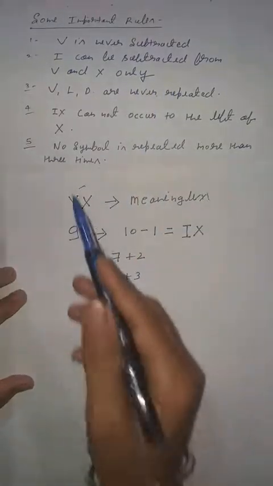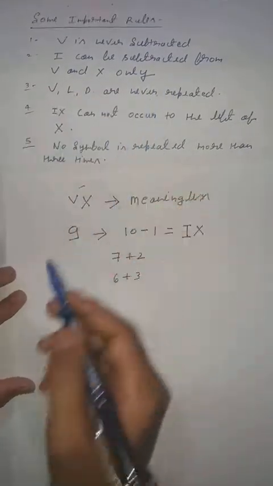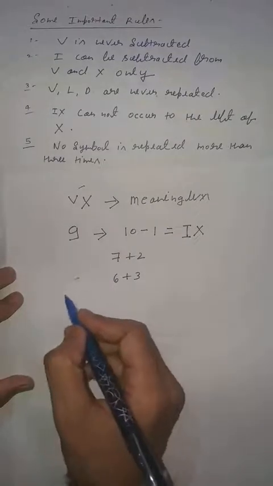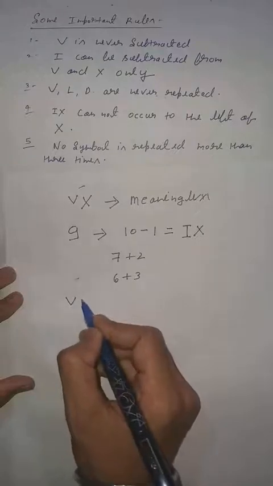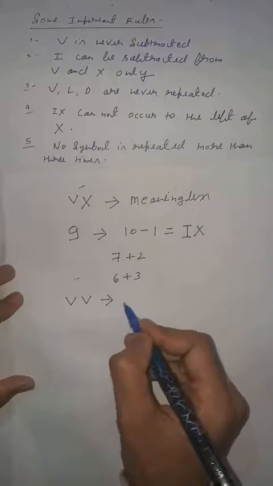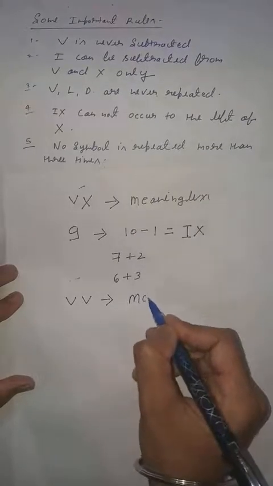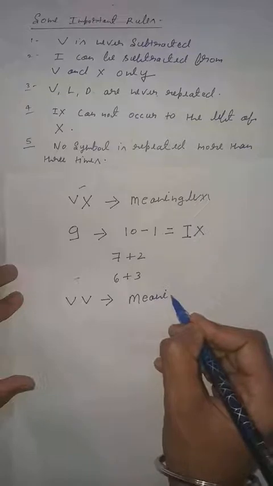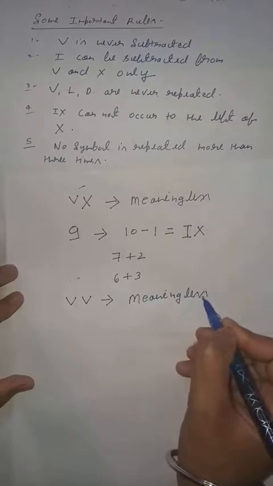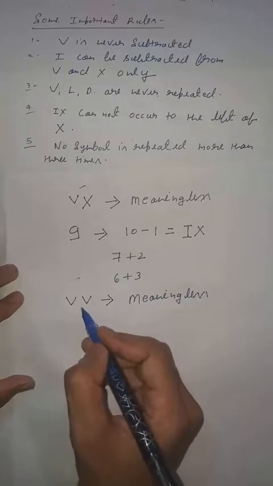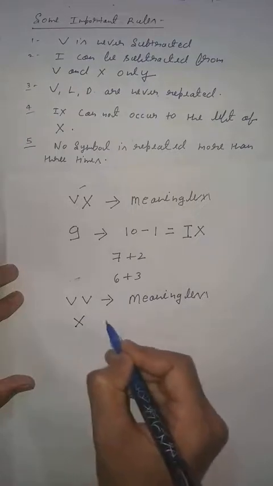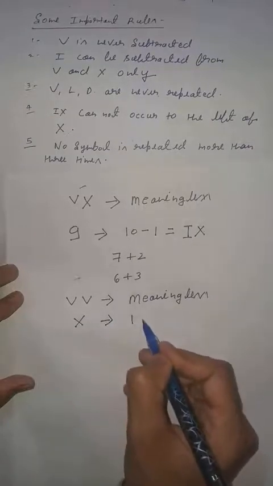Now third is V, L, D are never repeated. So for this you can take an example. V, L, D are never repeated. If I write this one, so this one is what? Correct or incorrect? This is incorrect. This is also meaningless. Clear? Because V will never be repeated. Clear? Because you know that, sir, this is 5, this is 5, so 10. But you know that for 10, a symbol is given in the Roman numerals.